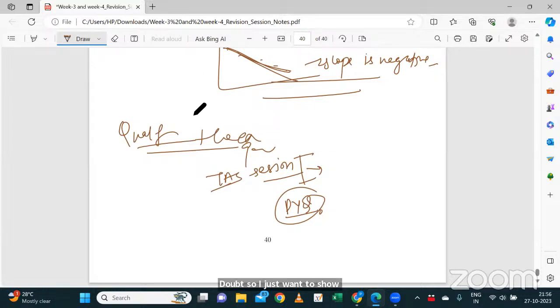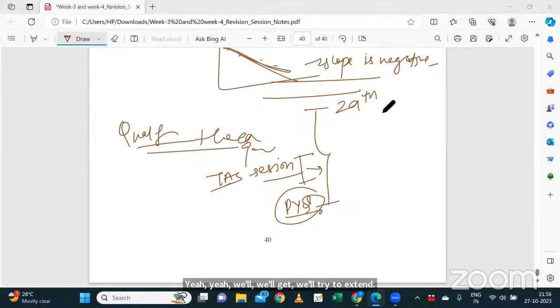Sir, will the week 5 deadline get extended? Yeah, we'll try to extend, don't worry. First, give the exam the day after tomorrow. Those who want to stay can stay. All the very best to all of you. Pass with flying colors.